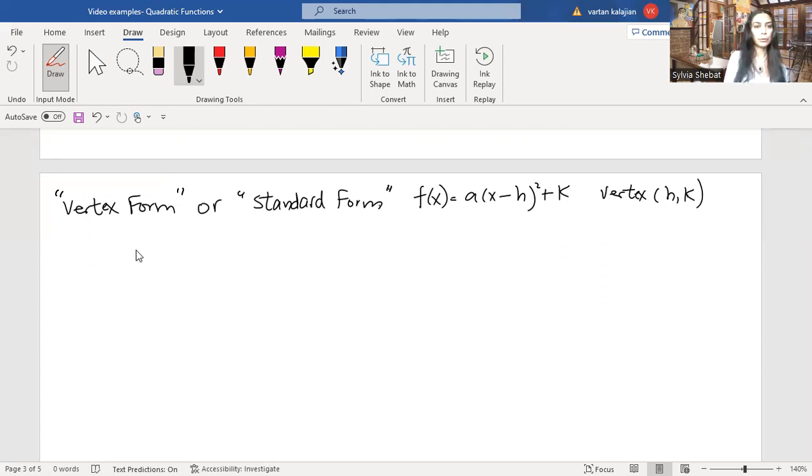So for example, if we have f of x equals 2 times x minus 3 squared plus 7. So here, what would the vertex be?